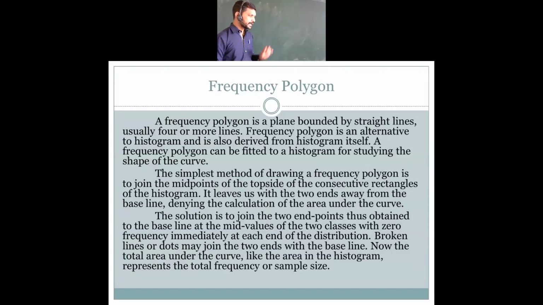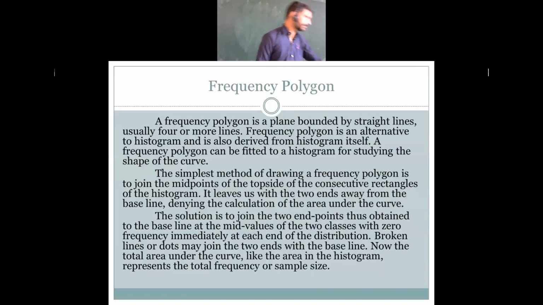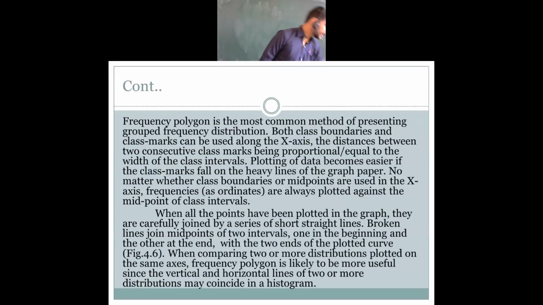Now the total area under the curve, like the area of the histogram, we are going to draw and it represents the total frequency or the sample frequency, whatever frequency is given in the table. Usually whatever frequency is given in this table, the same frequency we are going to show in diagrammatic format, known as a frequency polygon diagram. Okay, so let's go to the next slide. As it continues, how we are going to draw is told here.